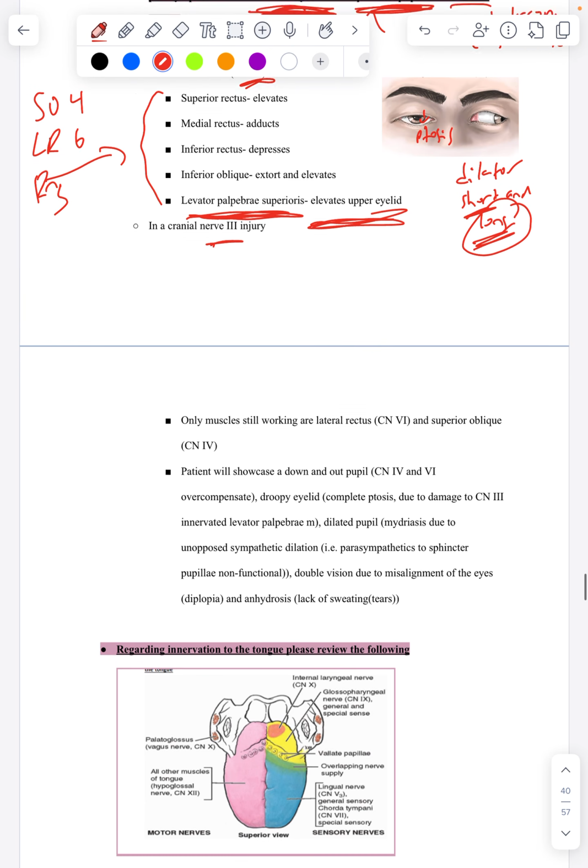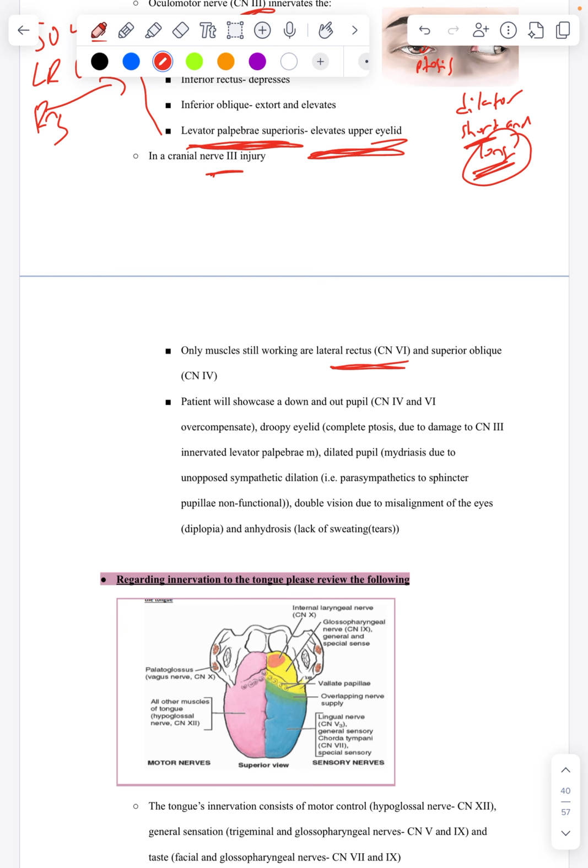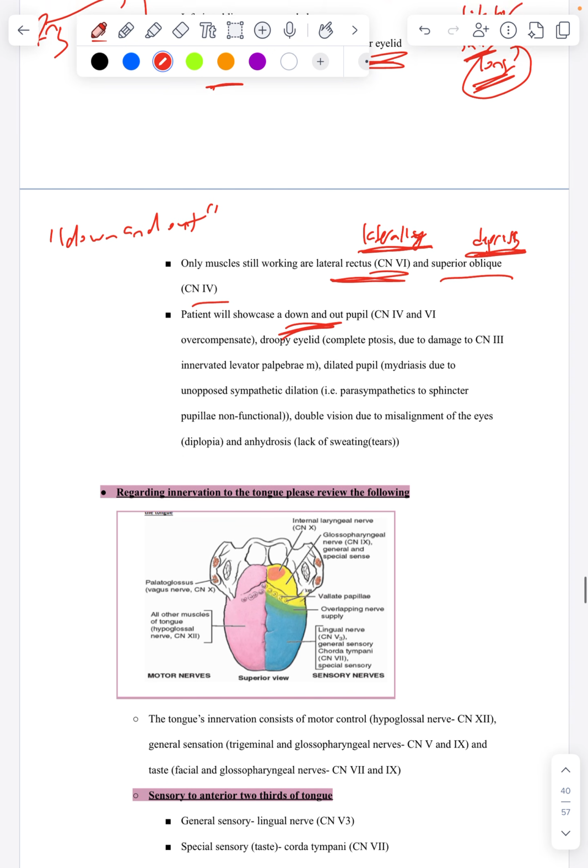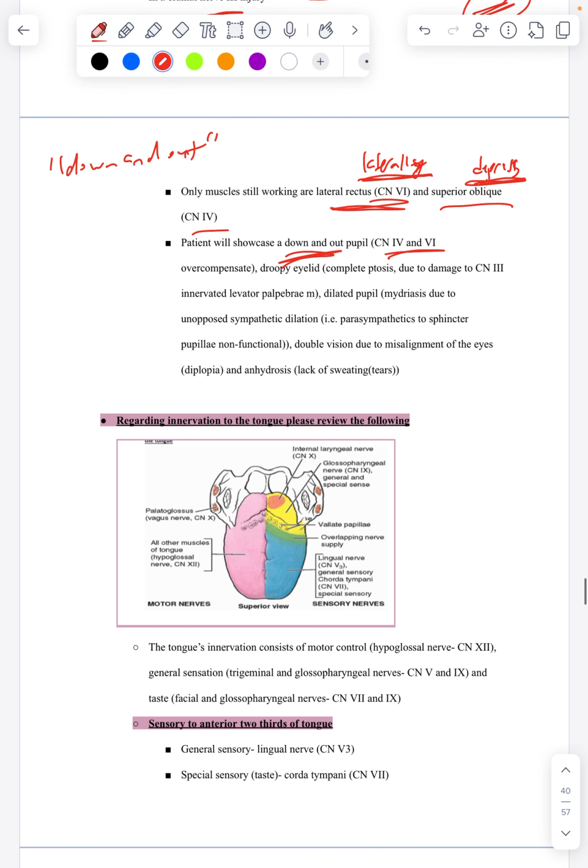So with cranial nerve 3 injury, the only muscles that are working are lateral rectus and superior oblique. Lateral rectus takes the eye laterally. Superior oblique, the obliques are opposites, remember? So inferior is going to elevate, superior is going to depress, unlike the rectuses, which are just normal. So this is going to depress the eye. So now your eye is going to be down because this depressed it, and laterally. So you get the down and out, because these are the only 2 muscles working. The others are damaged. Down and out, because 4 and 6 are overcompensating.